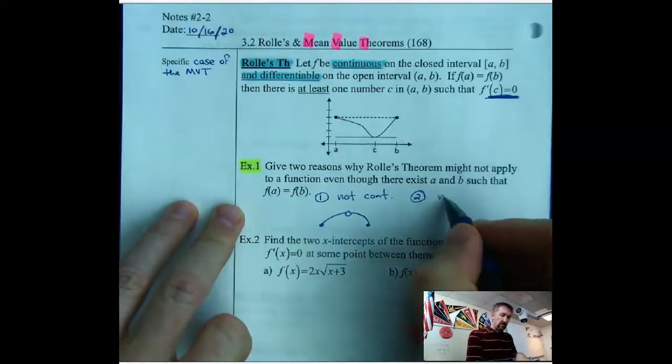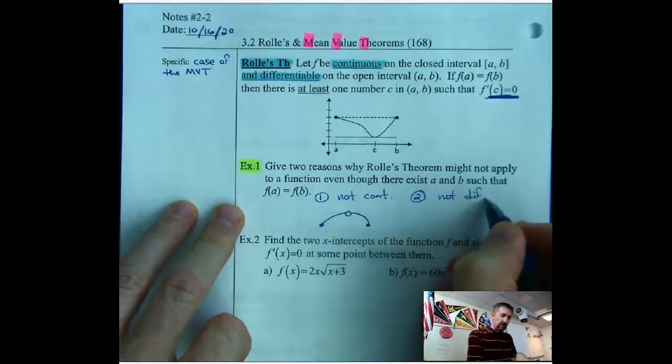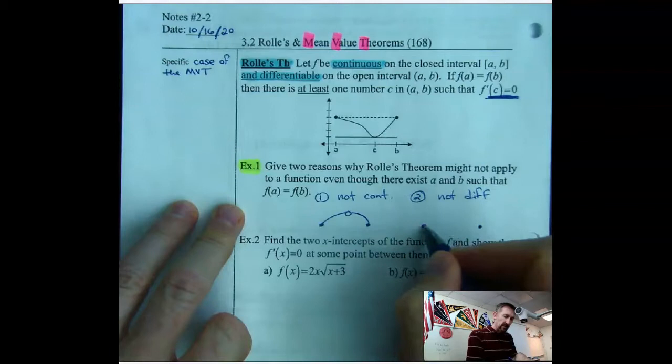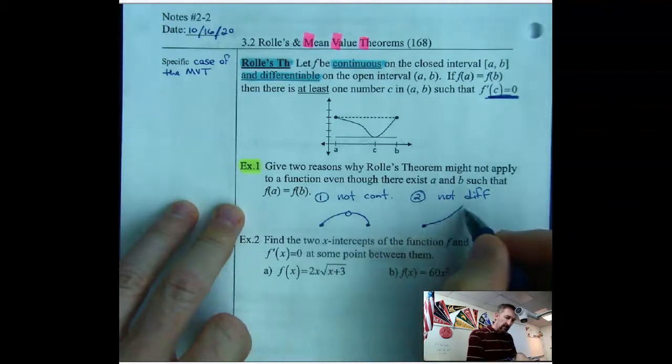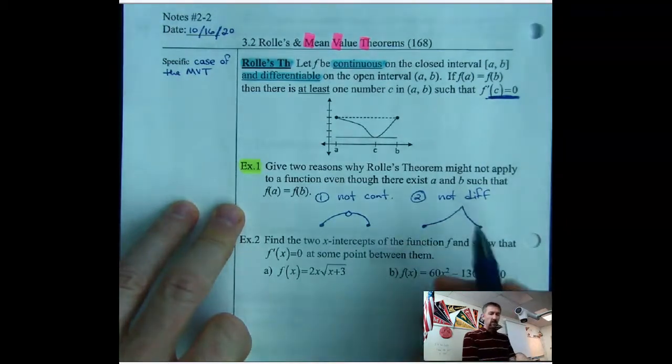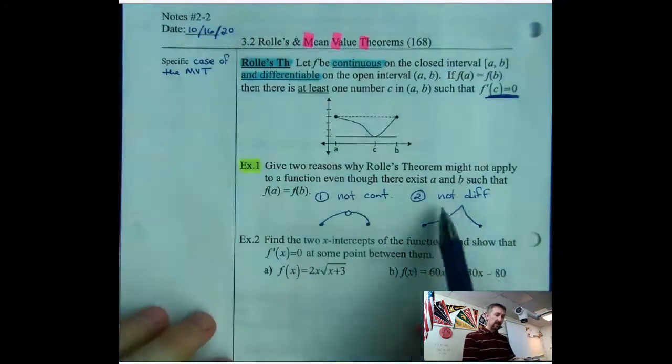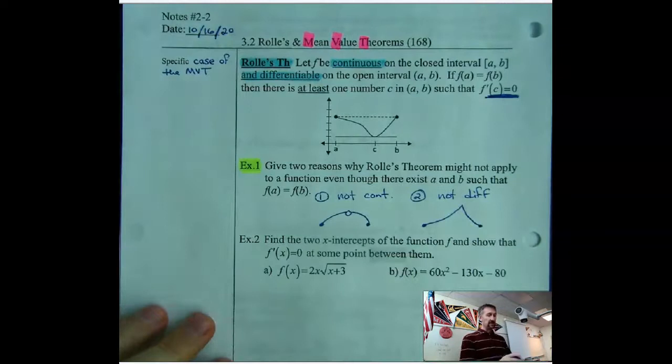And the other one was not differentiable. So again, if we started and ended at the same place, and we went up like this, but then we came back down with a corner, we're not going to get that derivative equal to 0 there. So those would mess that up.